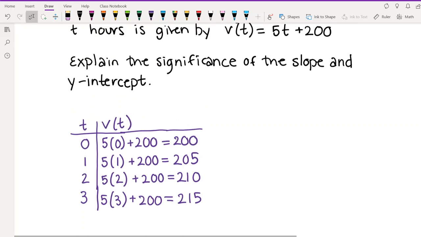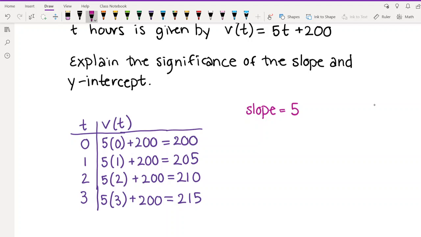So what does this 5 mean? We have the slope being 5. So the slope is equal to 5. And what is that telling us about this situation? Well, if we look at these numbers, every time an hour passes, the amount of water increases by 5 gallons.